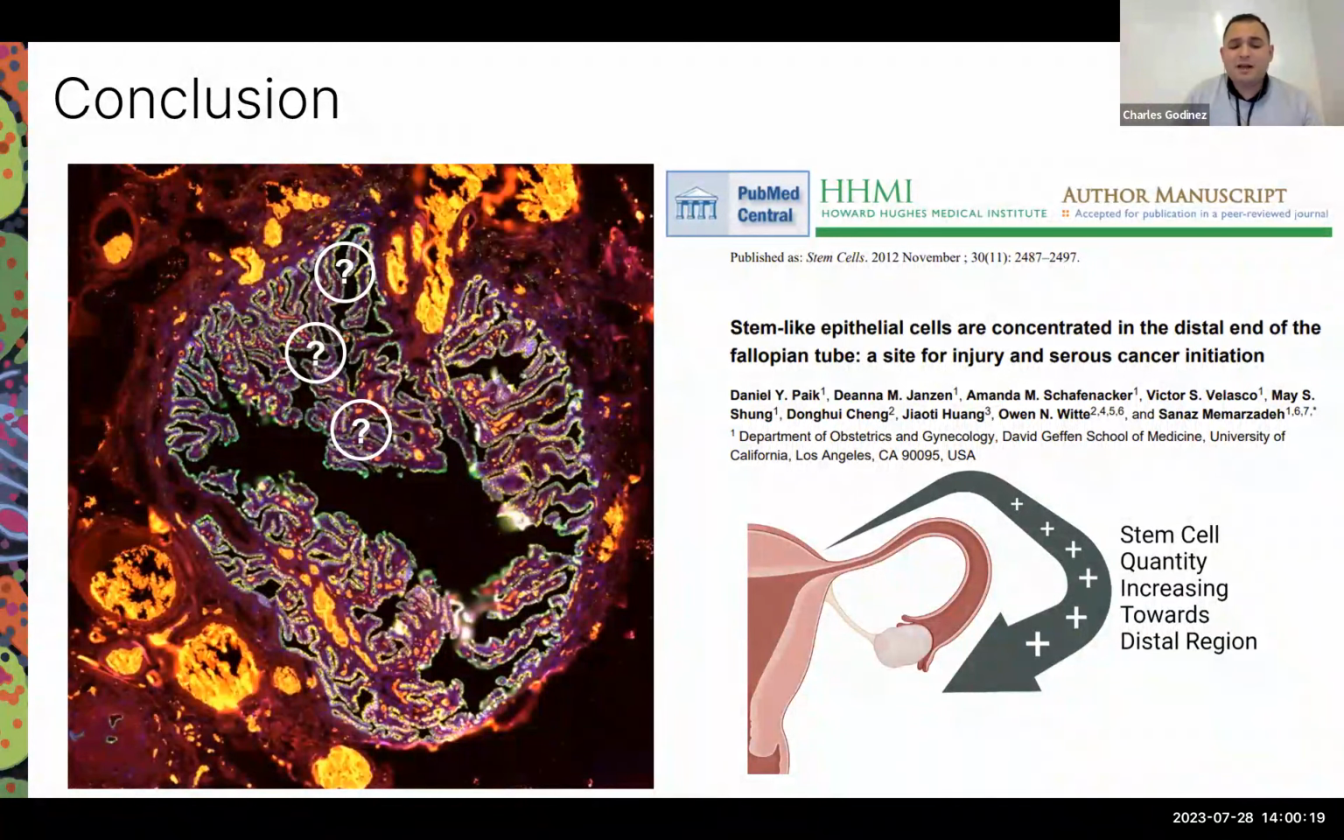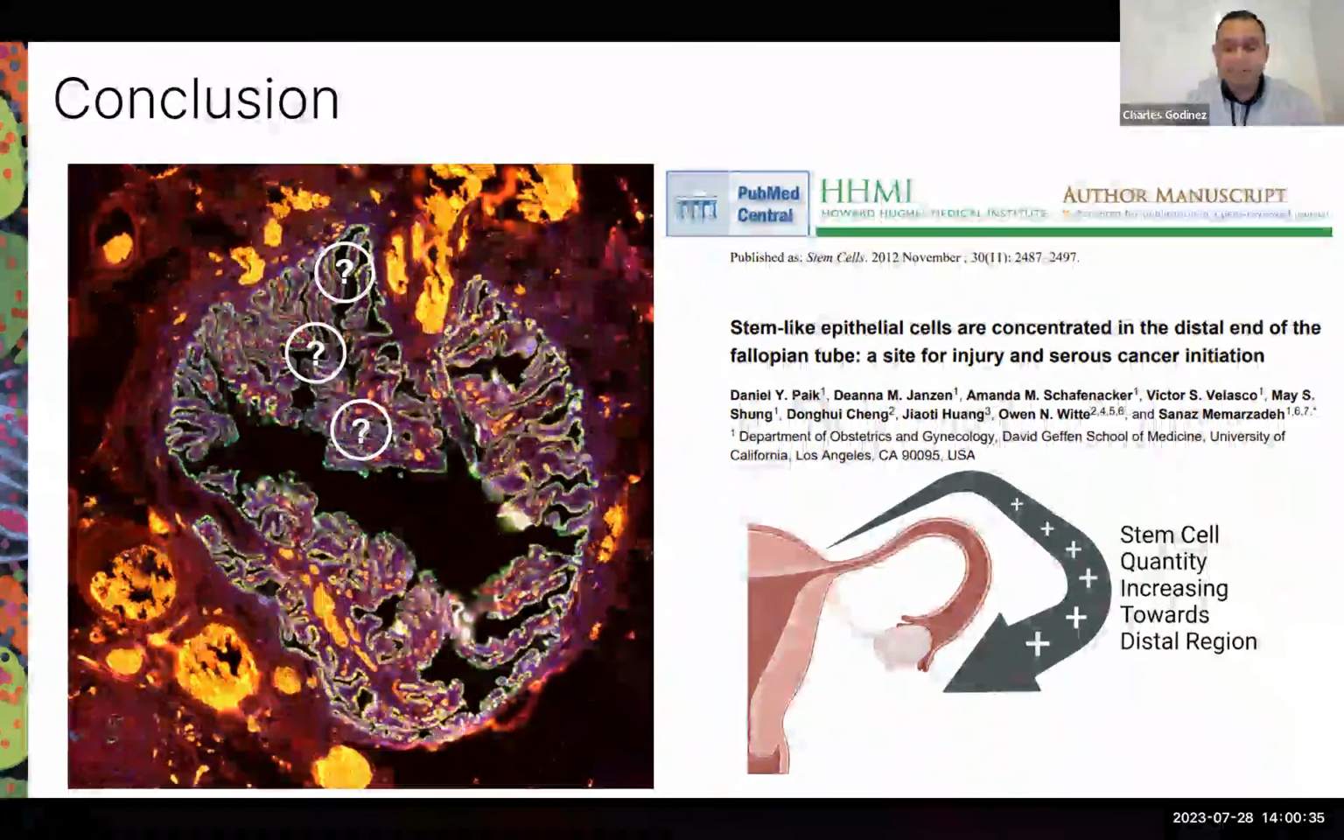Also, with spatial transcriptomics data, we can answer additional questions. For example, we can learn how gene expression may change as you move closer or further away from the lumen. Therefore, performing spatial transcriptomics in this region is important because it could lead us to deepen our understanding of the fallopian tube biology and how dysregulation can lead to disease.